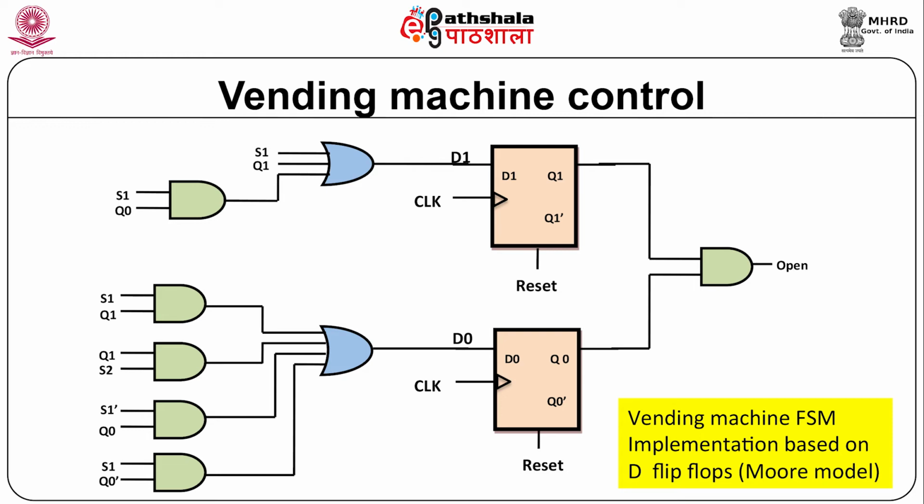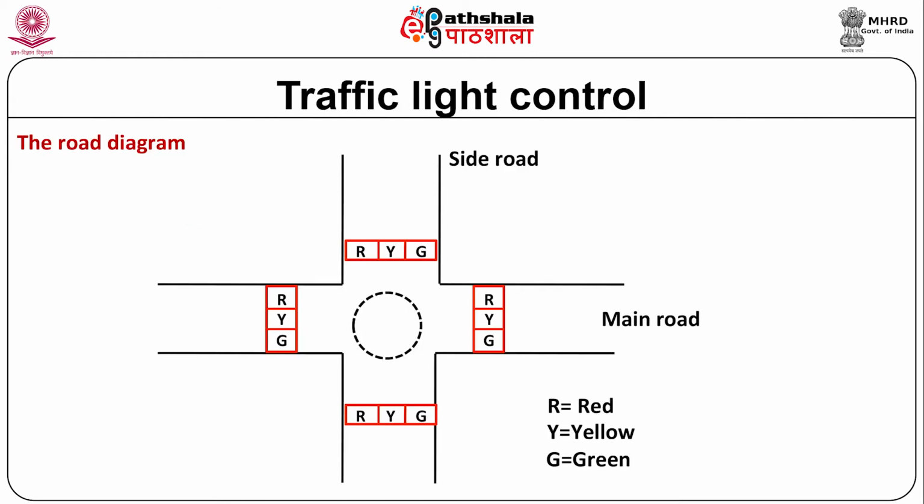This implementation requires flip flops and combinational circuits as shown in this figure. Mainly, to implement the product terms and the sum terms, simple AND gates and OR gates are used respectively.